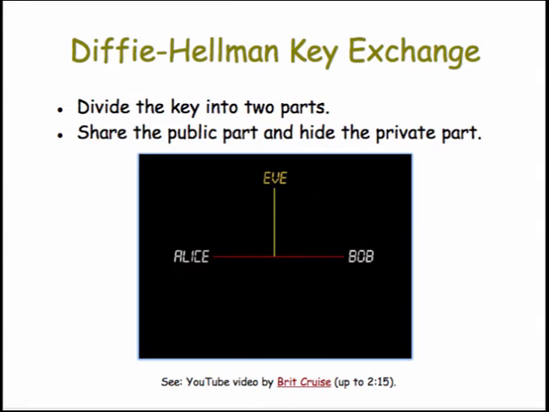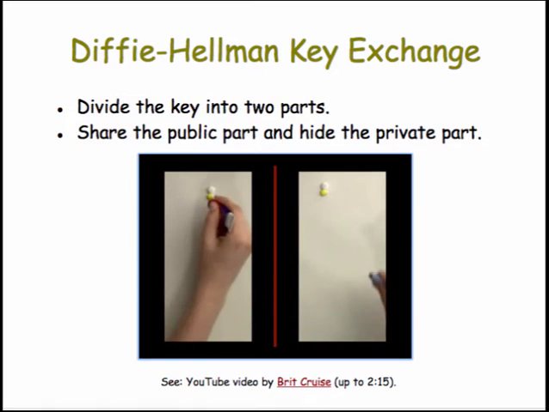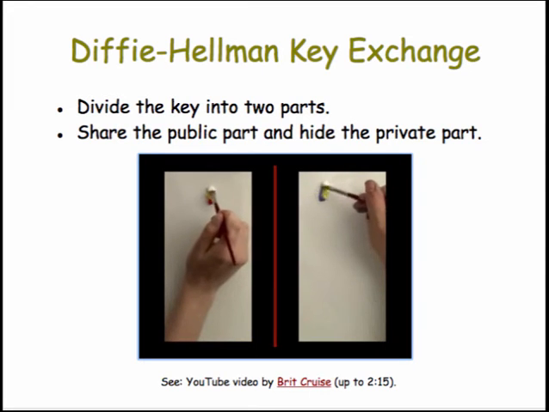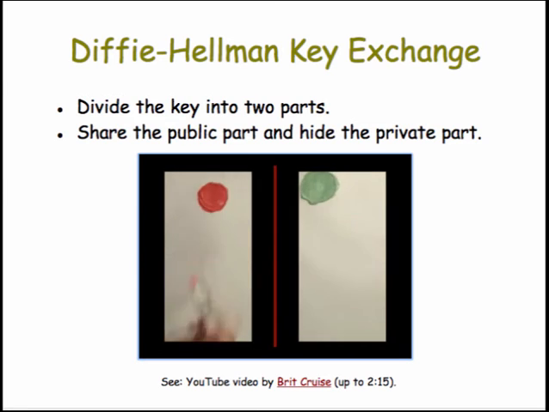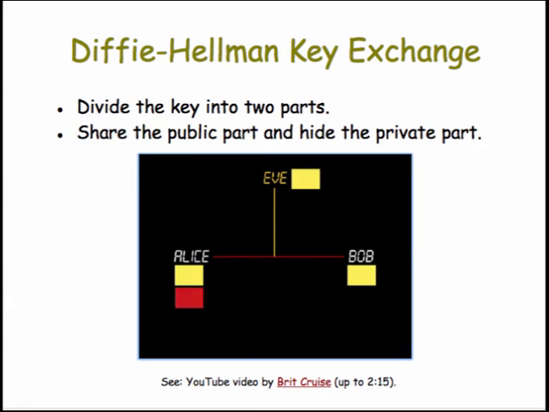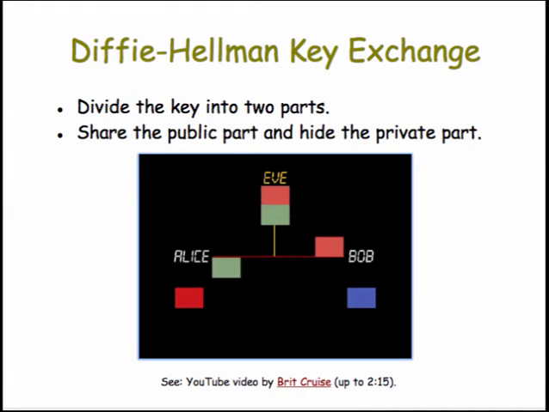Now, the solution works as follows. First, they publicly agree on a starting color, say yellow. Next, Alice and Bob both randomly select private colors and mix them into the public yellow in order to disguise their private color. Now, Alice keeps her private color and sends her mixture to Bob, and Bob keeps his private color and sends his mixture to Alice.